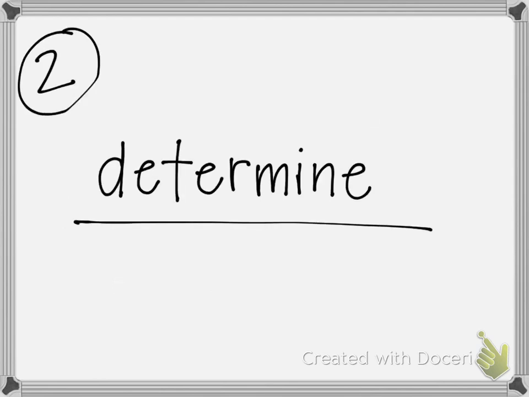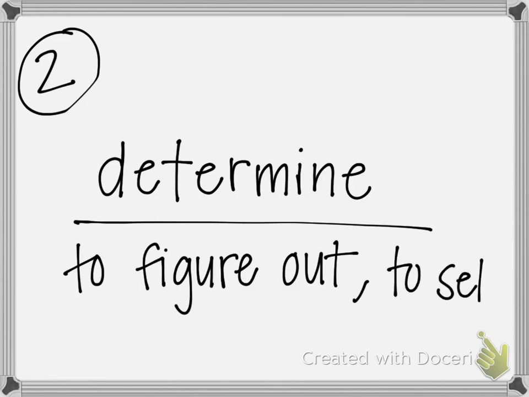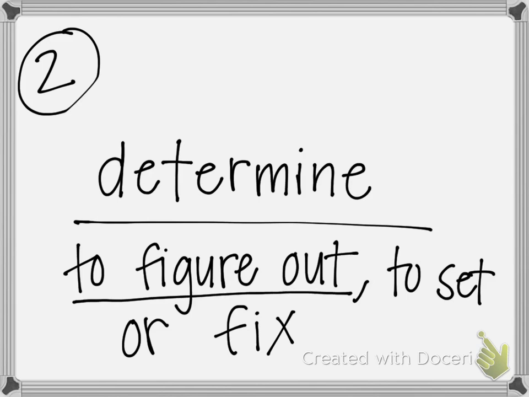Your next word is the word determine. So to determine something means to figure something out. So I'm just going to put to figure out. And then Spelling City also says to set or fix. So I am most familiar with the first part of the definition, to figure out.